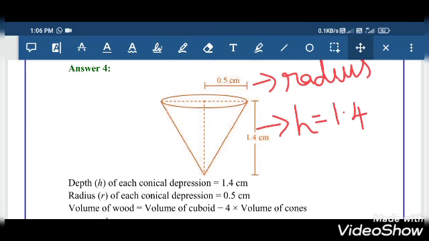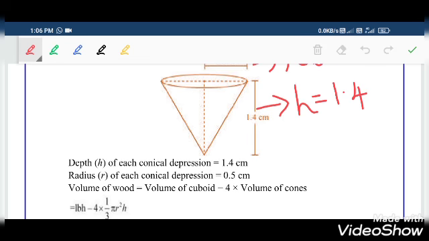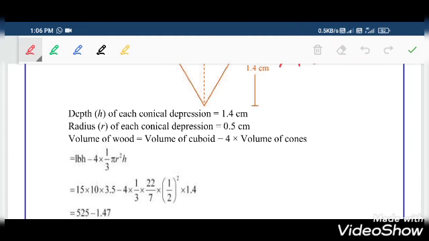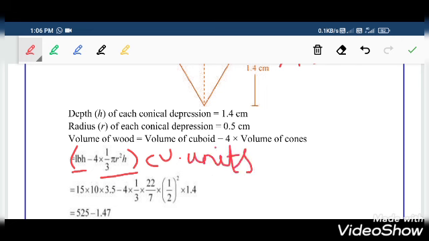Volume of wood, as I already told, we take the whole part, the volume of the cuboid, and subtract the conical parts, 4 into volume of cone. What is the formula for the volume of a cuboid? Volume of a cuboid is length into breadth into height. And volume of a cone is 1/3 of the cylinder, so 1/3 pi r square h. So 4 into 1/3 pi r square h, in cubic units.